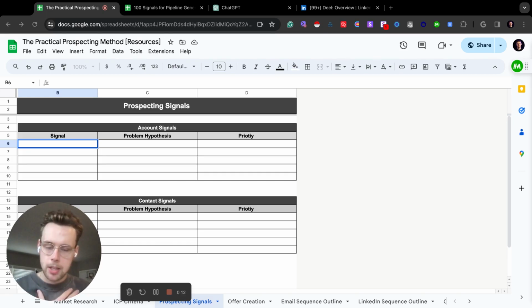So, what a prospecting signal is to me is essentially a piece of research or data that tells you that you can use to make your messaging more relevant or more personalized, or just give you some sort of idea of what's happening at the company.